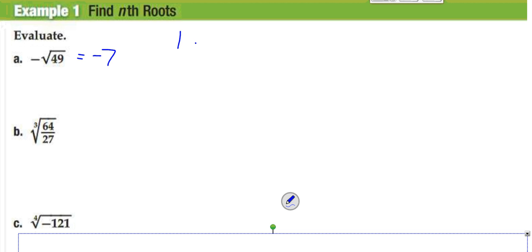I'll just write 1b over here. So I want the cube root of 64 over 27. Just a reminder, like radicals that we've done before, that's the same as the cube root of 64 over the cube root of 27. And really, they're on our table, right? But I am going to write them in exponential form.